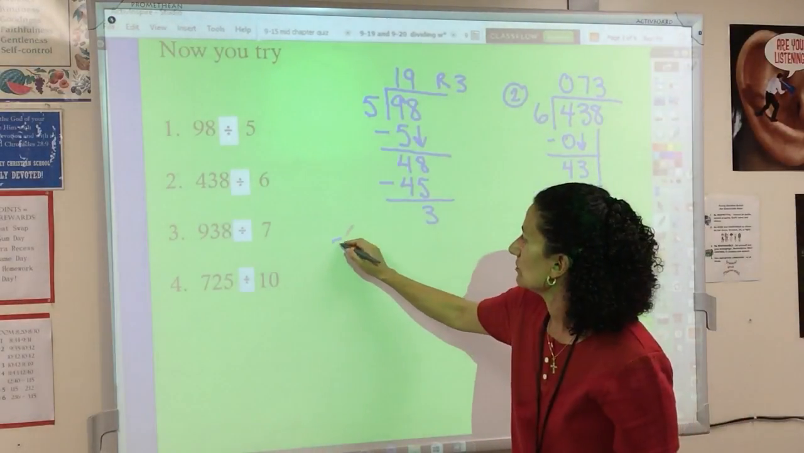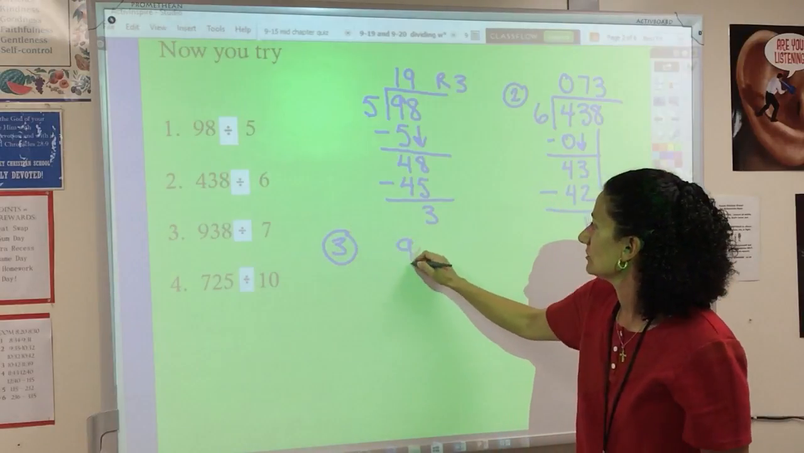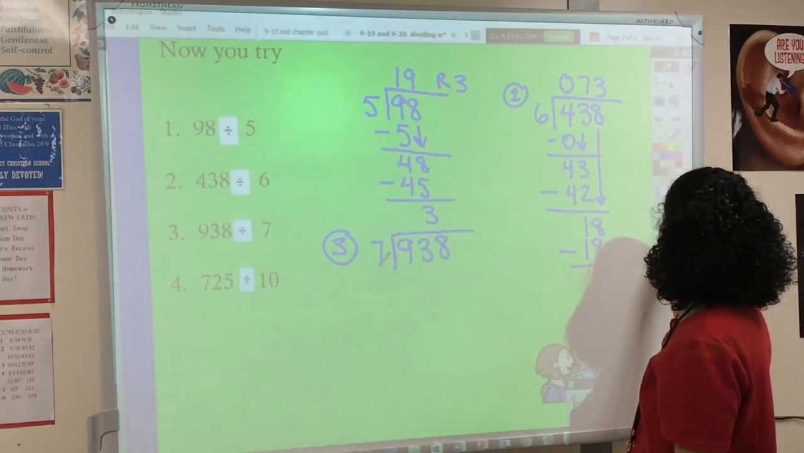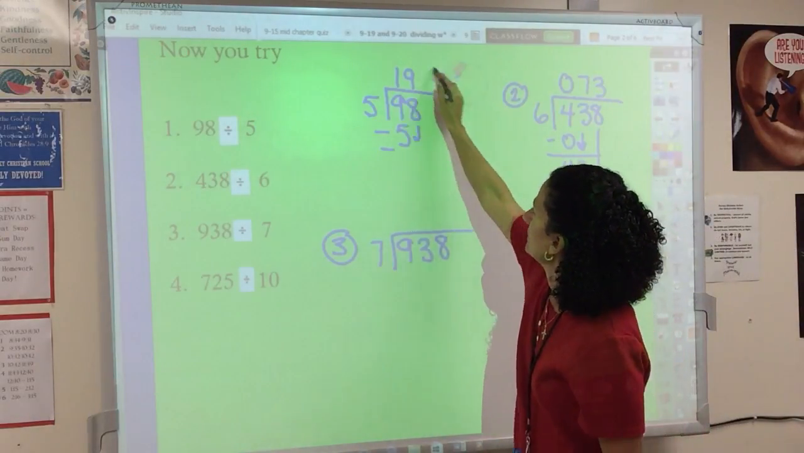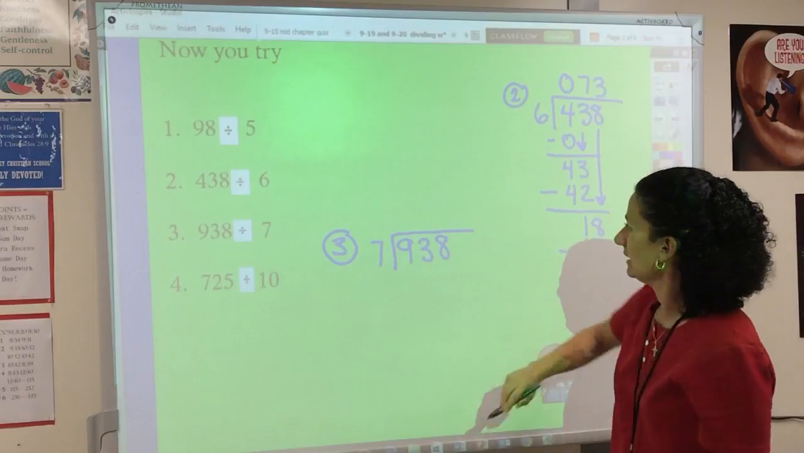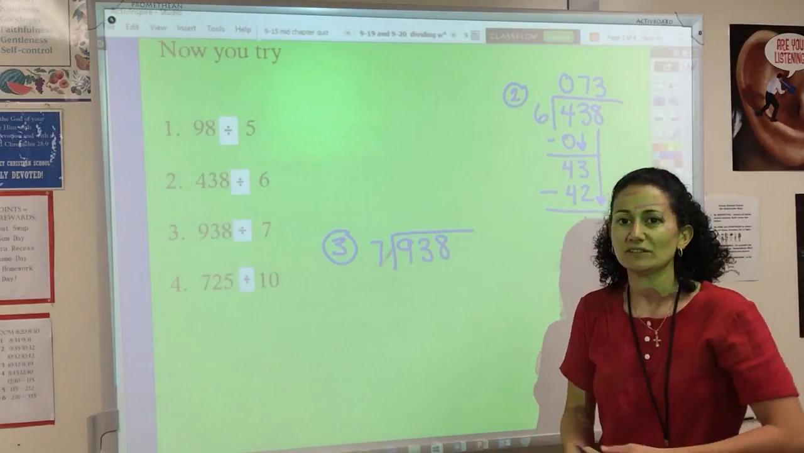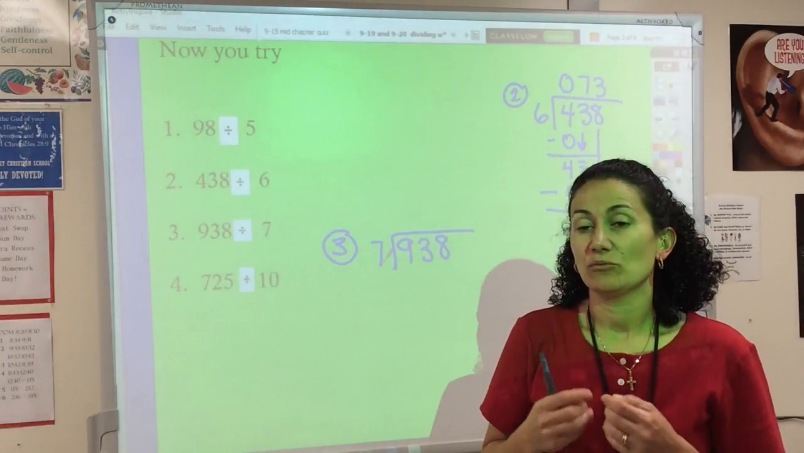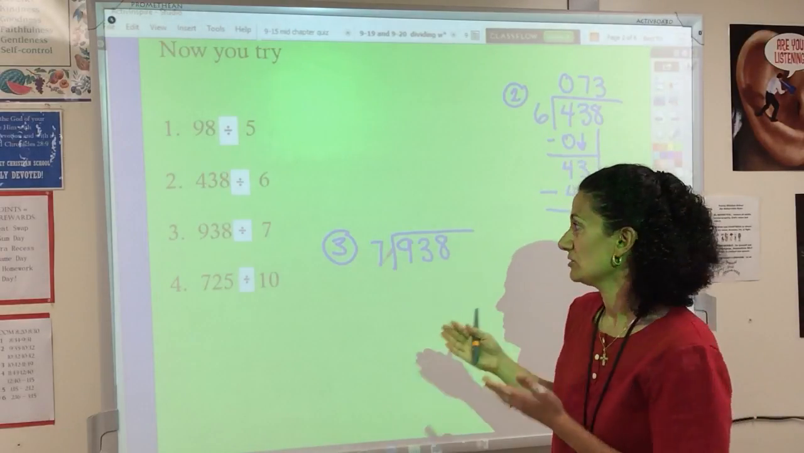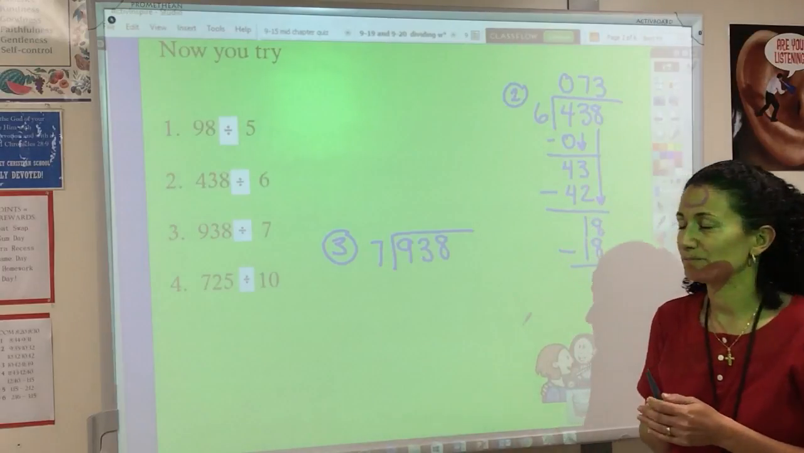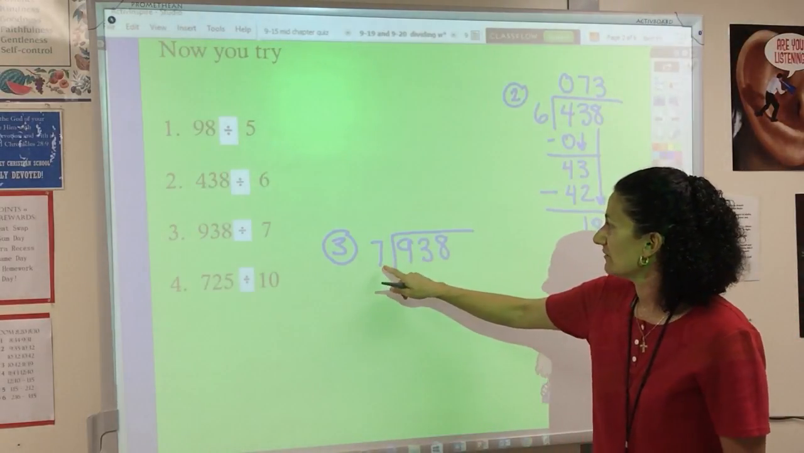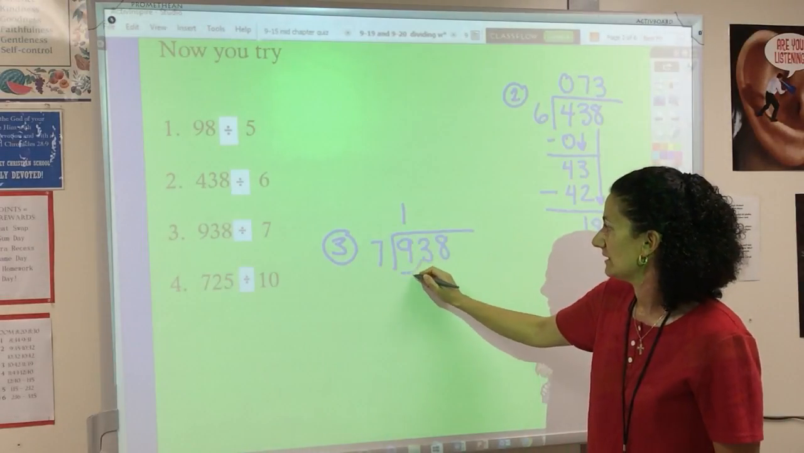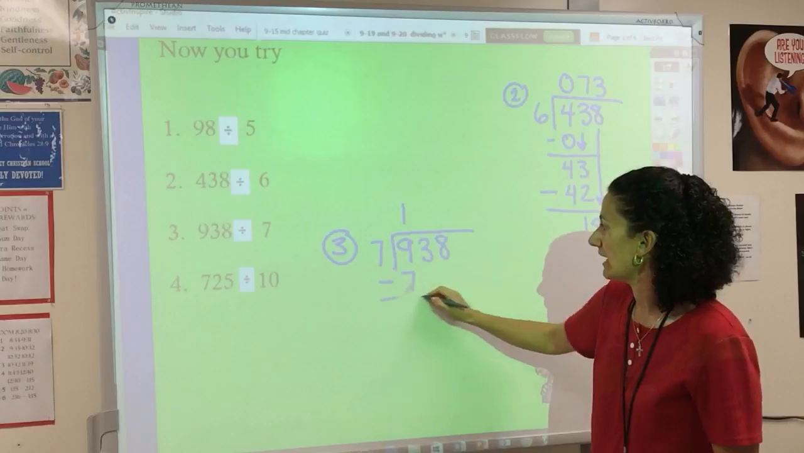Okay, let's check number 3. 938 divided by 7. Okay, now I'm dividing by 7, so I have to think of my 7 times table. If you're not proficient in your times tables, I really need you to practice. This should reiterate how important it is. So, 7 goes into 9 one time, because 1 times 7 is 7. I'm going to subtract.